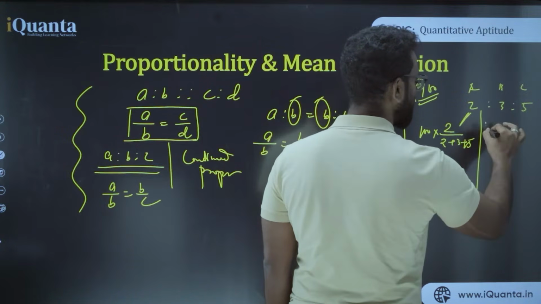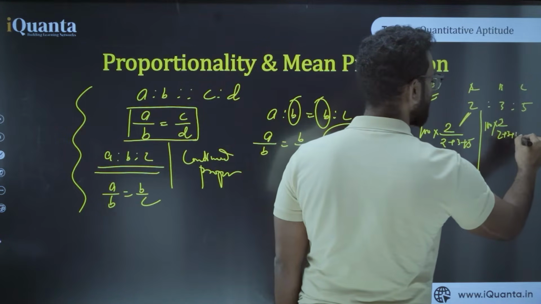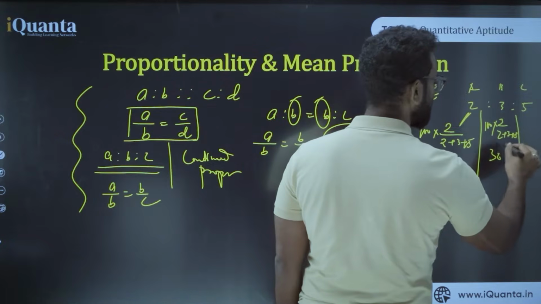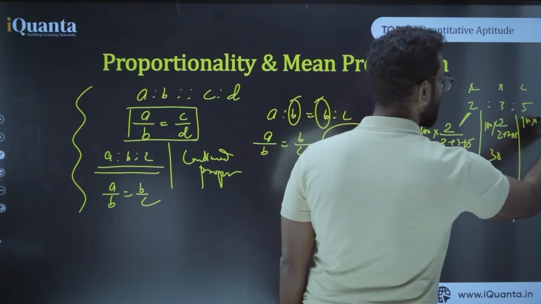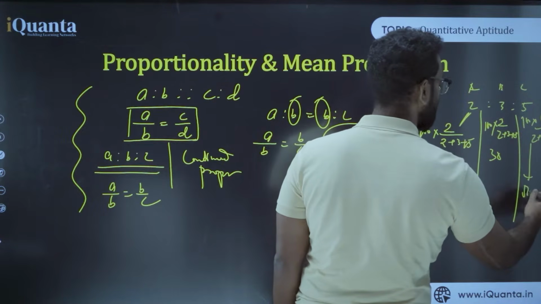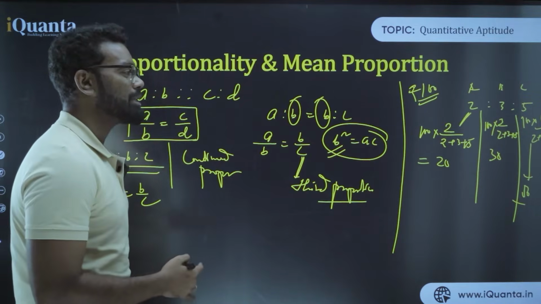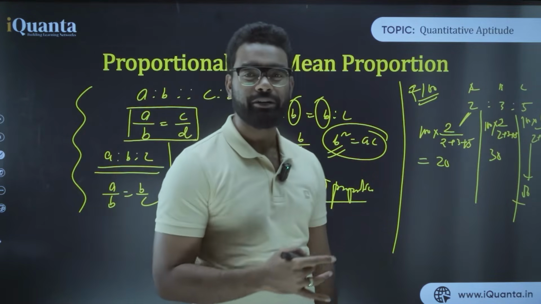Similarly, B's part is 100 into 3 upon the total, 2 plus 3 plus 5, which is the same, giving you 30. Similarly, this one is 100 into 5 upon 2 plus 3 plus 5, which will give you directly 50. So this is like the proportion. This is how we can divide 100 in a ratio.